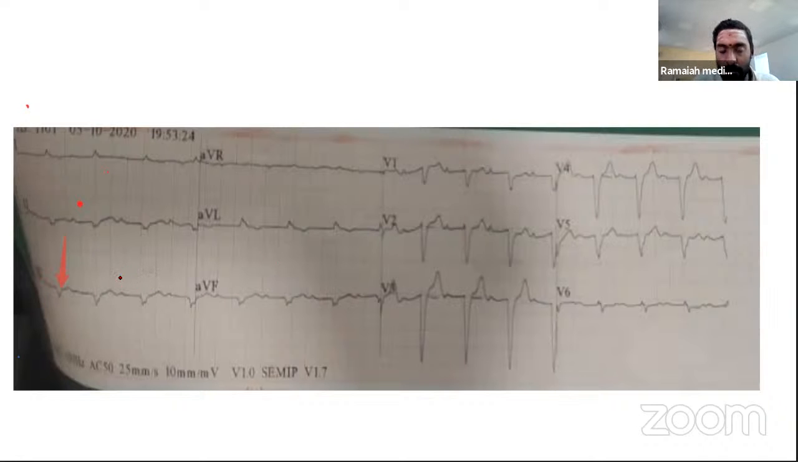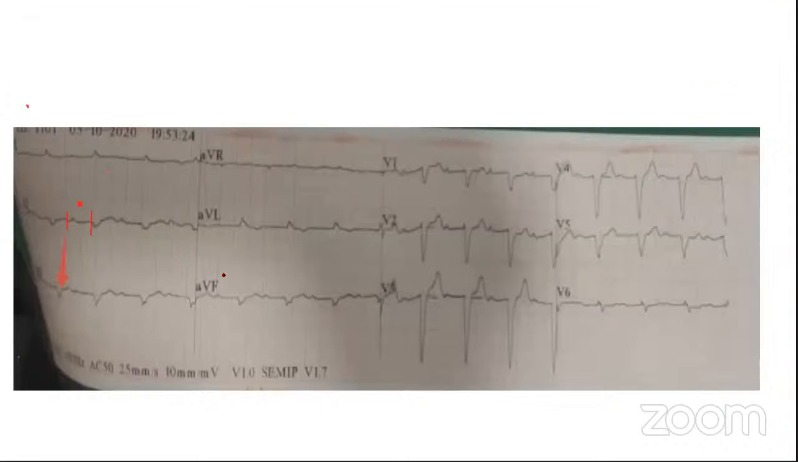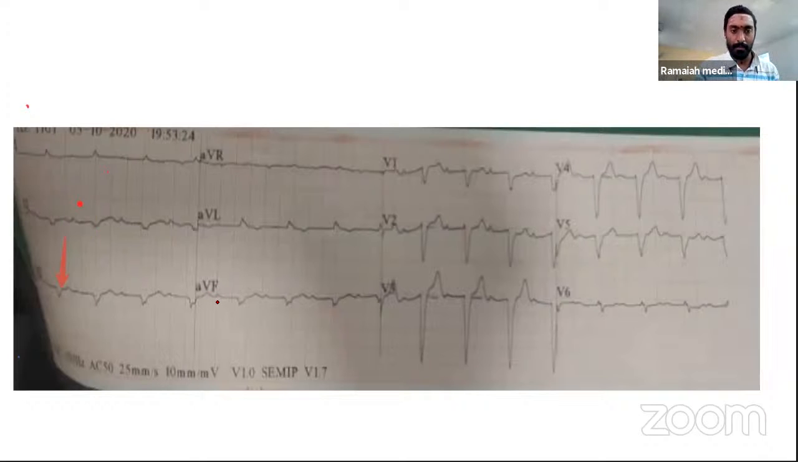Then we look at the intervals now. You can take any RR interval for heart rate if it is regular. If it's irregular, you should take the average. So here we are looking at the PR interval. Anything abnormal in the PR interval? It's prolonged, I think. Very good. So PR interval here is prolonged.